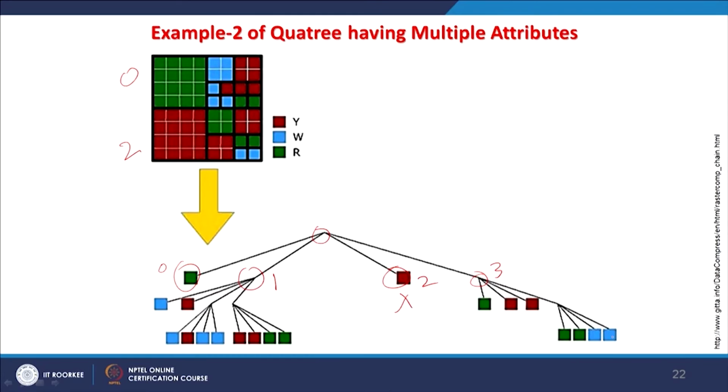So quad means every time you keep dividing your image into 4 quadrants, and you do it till you reach the unit level. And another way we can understand it is as an inverted tree. So these two terms, quad and tree, are used to form the name.